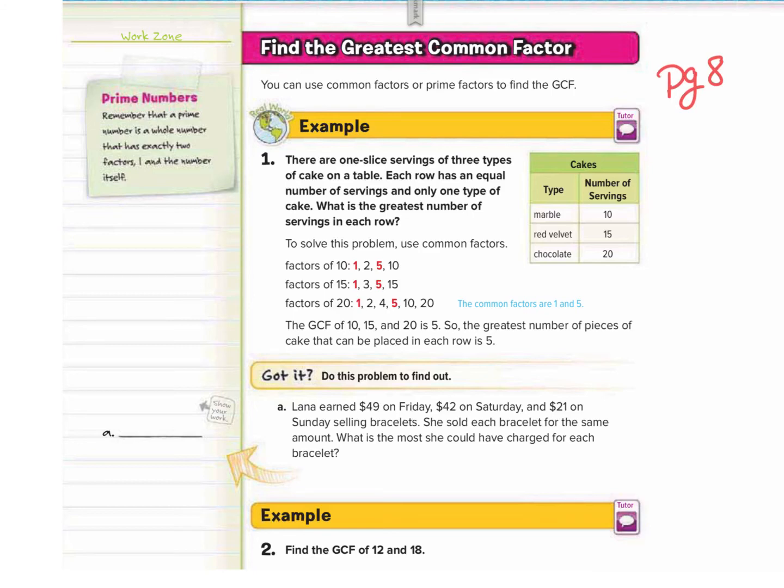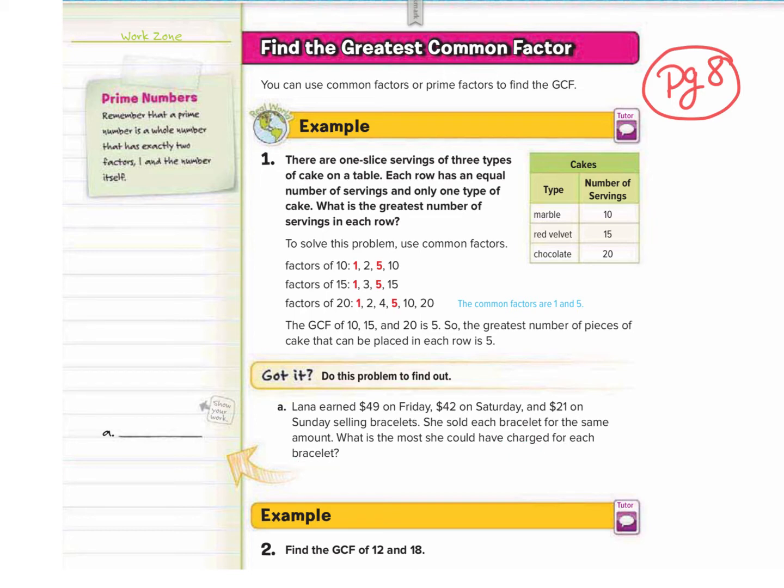Okay, so today we're starting on workbook page 8, and we're going to do some word problems with least common multiple and greatest common factor. So we're going to do letter A. Letter A says, Lana earned $49 on Friday, $42 on Saturday, and $21 on Sunday selling bracelets. She sold each bracelet for the same amount. What is the most she could have charged for each bracelet?